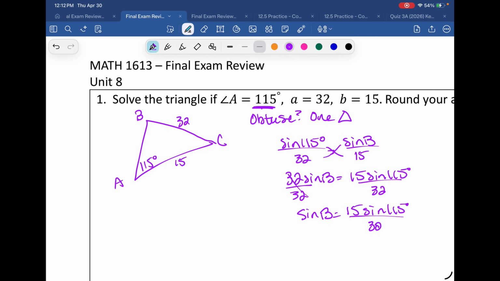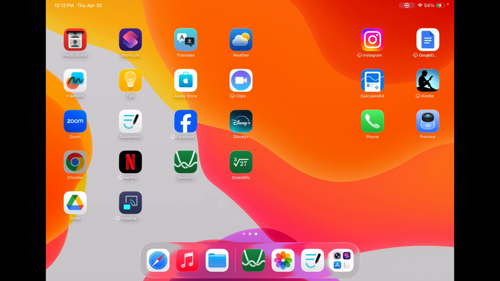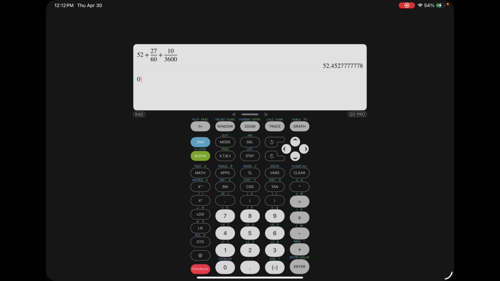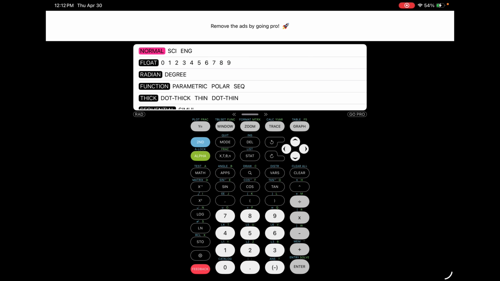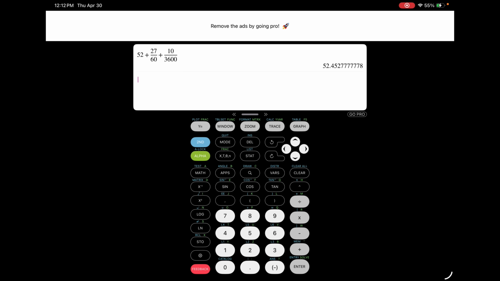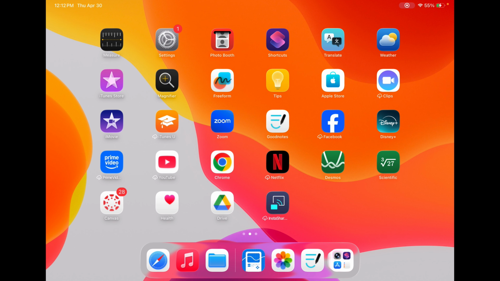All right, make sure that I'm in degrees, not radians. All right, so we're going to do inverse sine. Sine 115 over 32. And 25.140.